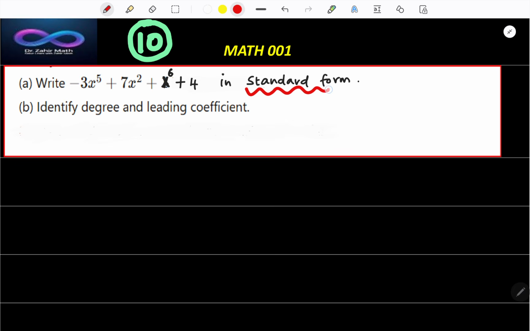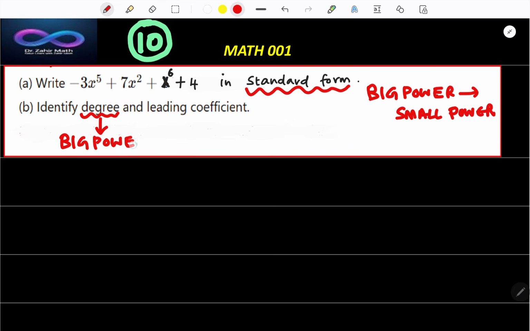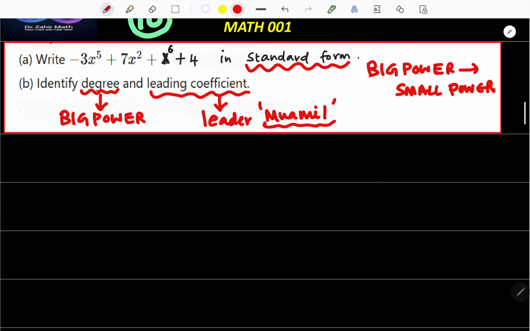What do you mean by standard form? I told you in the class, you're going to write from big power to small power. That is called what? Standard form. Big power to what? Small power. And the next is identify the degree. What do you mean by degree? Degree means the biggest power number. Okay. What is leading coefficient? Coefficient means mu'amal. You know very well. Leading coefficient means leader mu'amal. Clear everybody? Leader mu'amal. Mu'amal is an Arabic word. So let's go to the solution.